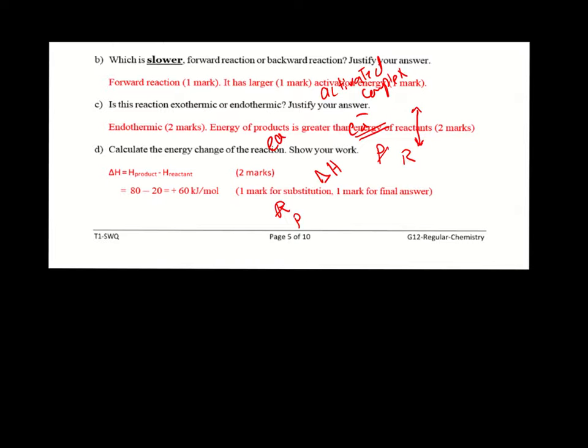Which is slower, forward reaction or backward reaction? Justify your answer. If you look at the reaction, if the reaction is exothermic, this means that the forward reaction will be faster.